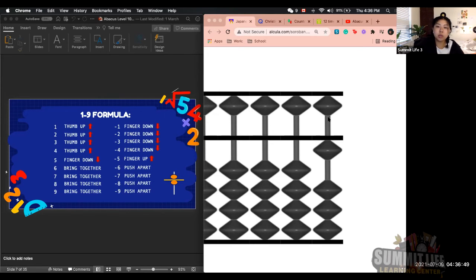All right. So we have 3 minus 2 equals 1 left over, right? If I wanted to put the number 7, I'm going to bring together with my thumb and my finger the number 7. So 1 upper bead and 2 lower beads, 7. What's 7 take away 6?